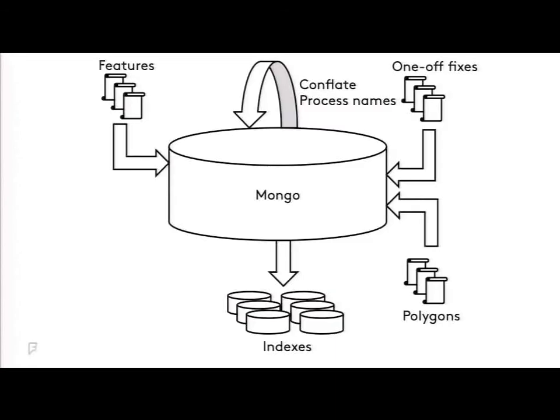I've said repeatedly, we have complex data pipelines. This figure doesn't do it justice, but this is what happens at a very, very high level. We import and conflate features from multiple sources.